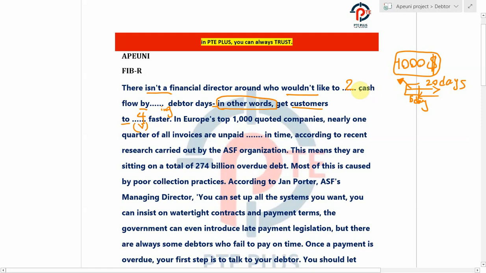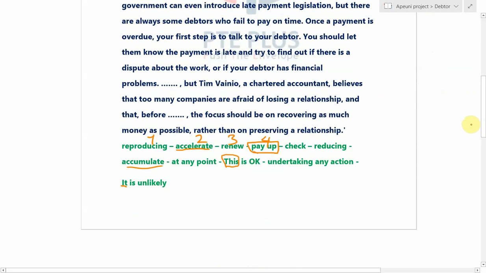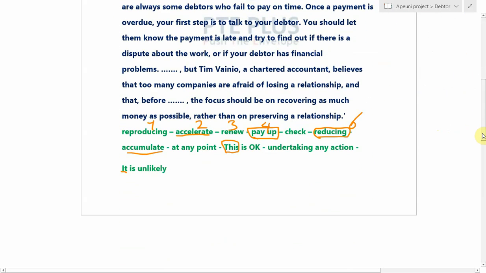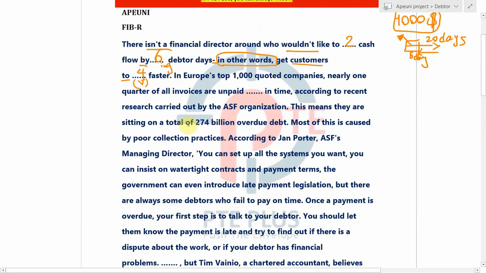Make something happen faster. Here, accelerate has a direct link to this blank. By reducing debtor days, you don't want it to take more than 20 or 30 days. You want to make it faster, you want to have your money soon. So you reduce the days, and accelerate cash flow. And here we have pay up: you want your customers to pay up faster. You see? Pay up faster.